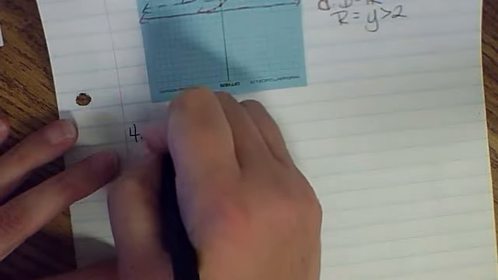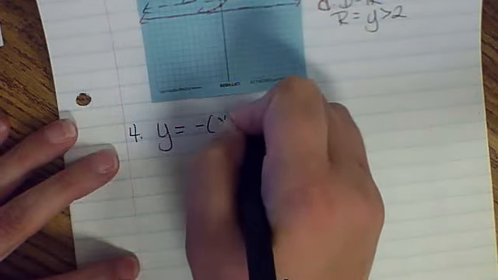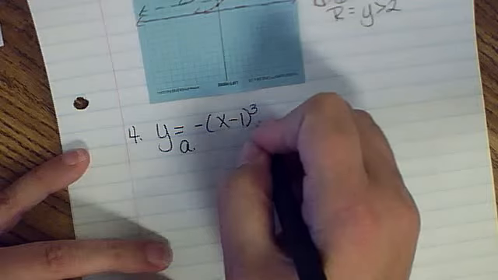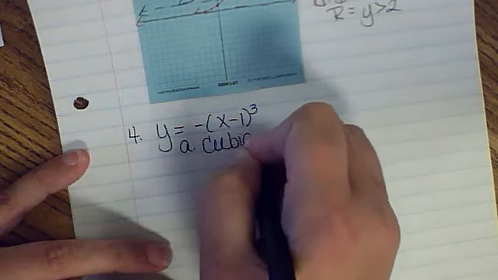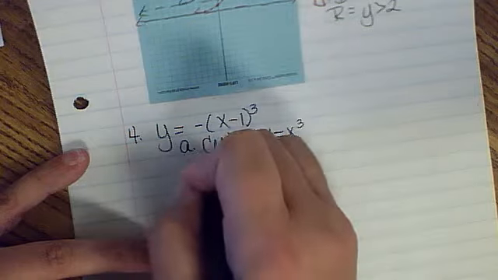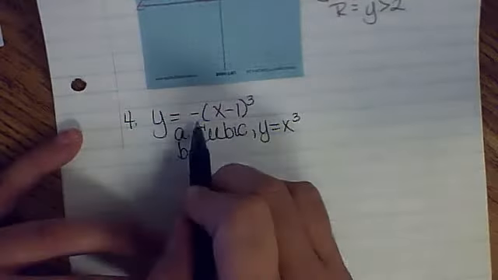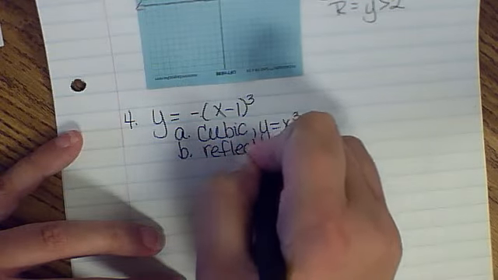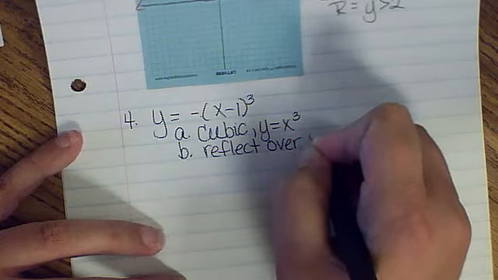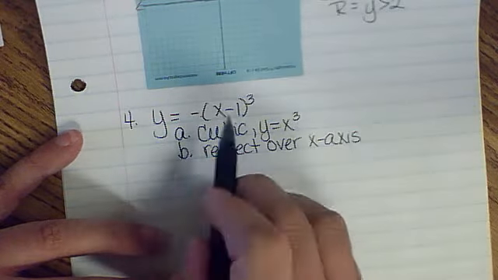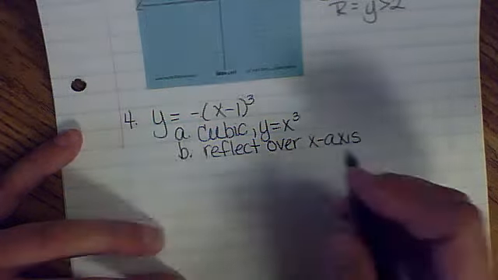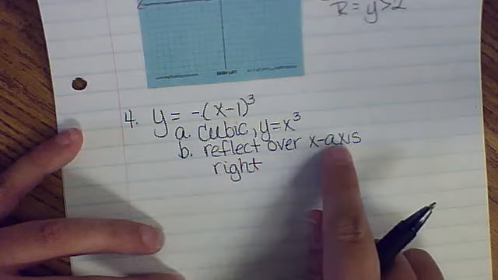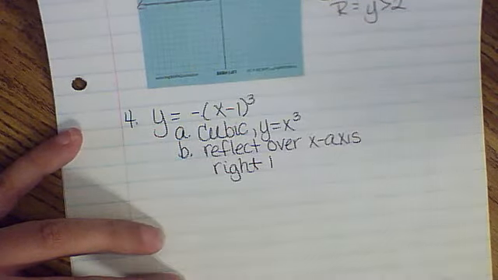Problem number 4 is y equals negative (x minus 1) cubed. So our parent function, because it's x minus 1 cubed, is cubic, which is y equals x cubed. Part B, for the transformations, the first thing we have is a negative out front. A negative out in the very front means reflect over x. The minus 1 that's inside the parentheses means to move to the right 1. So those are our two transformations. We're going to reflect it over the x-axis, and we're going to go to the right 1.